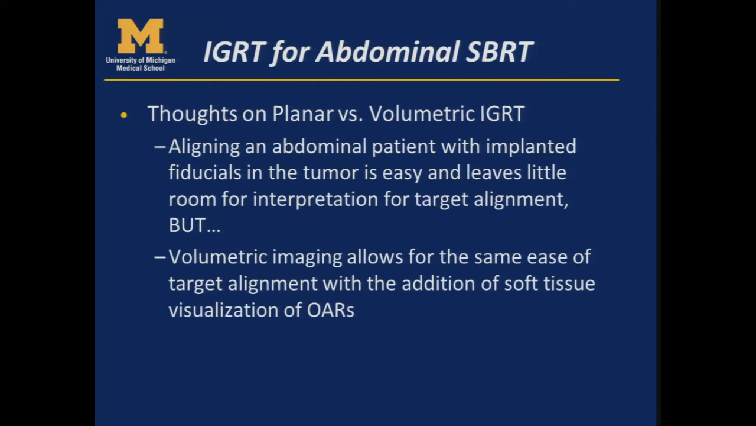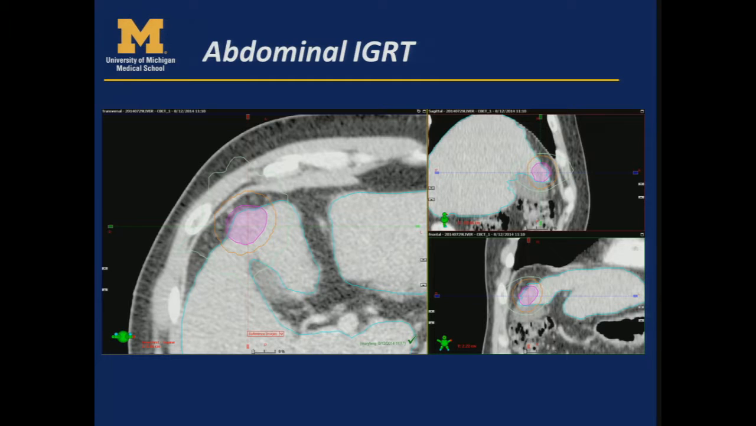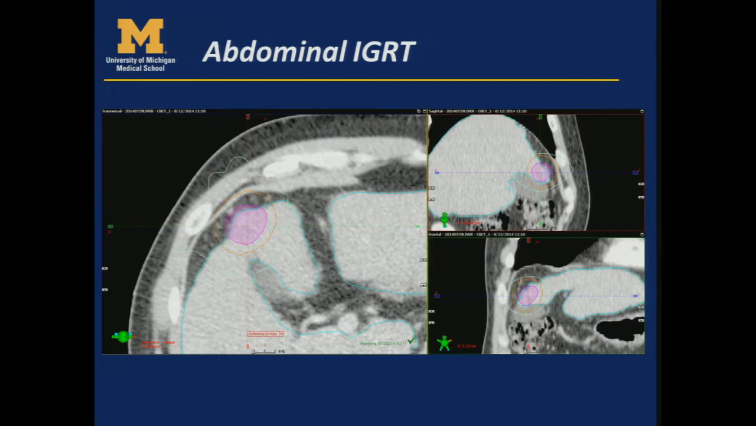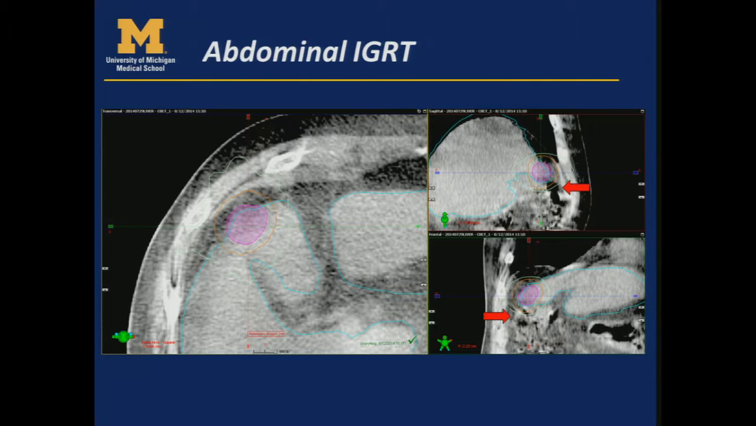However, volumetric imaging is pretty easy to align markers as well, and it also gives you the addition of soft tissue visualization of your organs at risk. And so this is an example from our clinic looking at an abdominal liver case. Here you can see the gallbladder and the colon, and on first day of cone beam, you can see that the gallbladder has changed shape dramatically and our colon has moved directly into the high dose region. And this is something that if you were aligning with a marker in the tumor, you're really not going to appreciate.